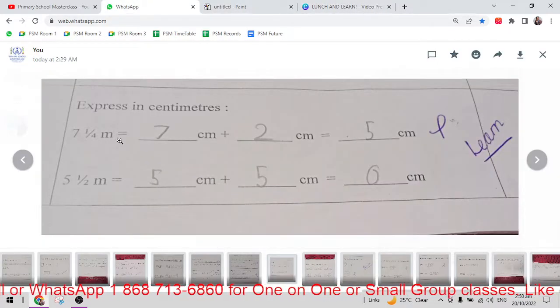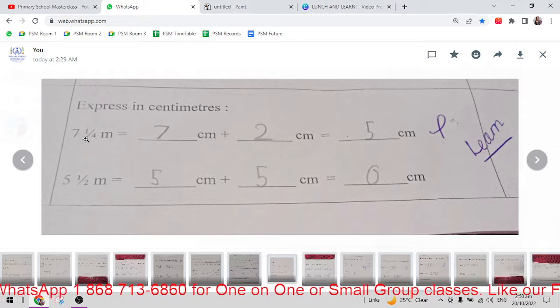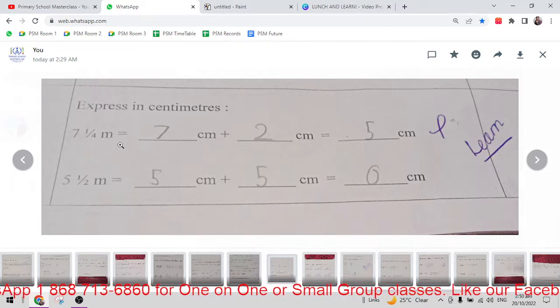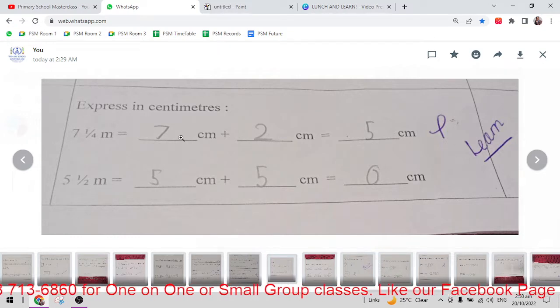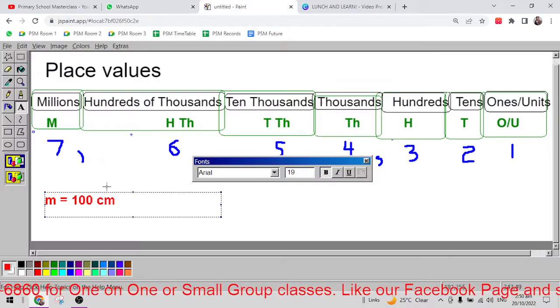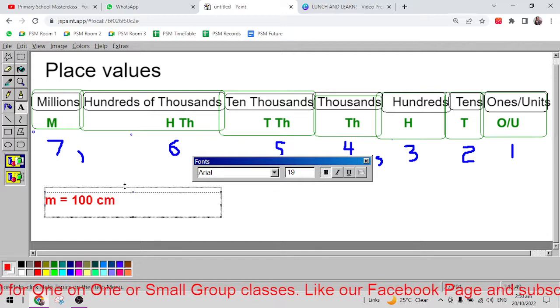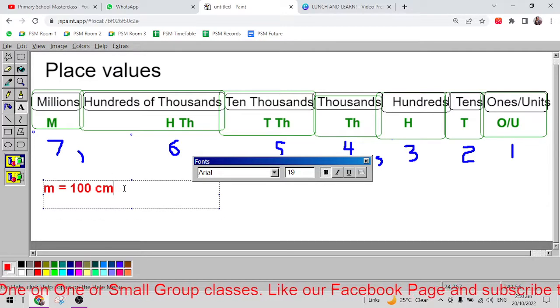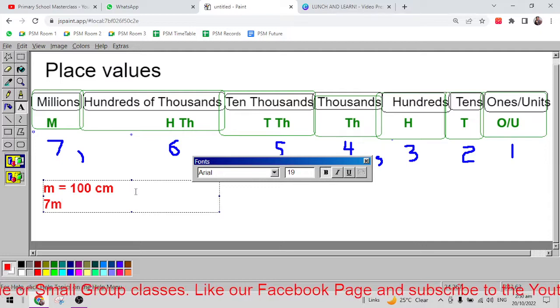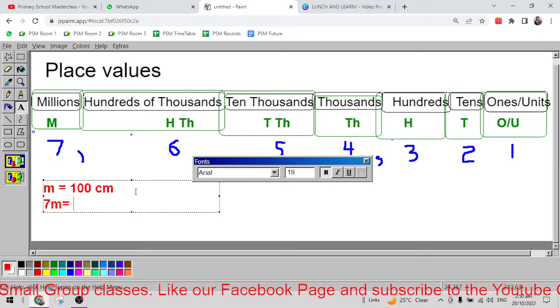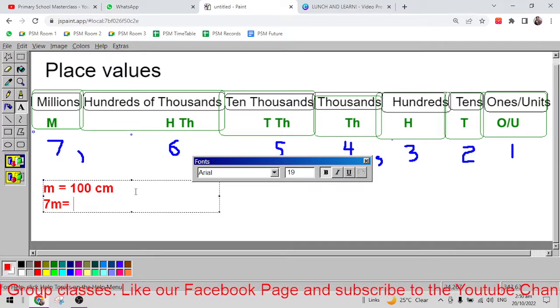Moving forward. So if we have 7¼ meters, right? 7¼ meters, that means that this should be 7 meters, which is equal to 7 by 100, 700 centimeters.